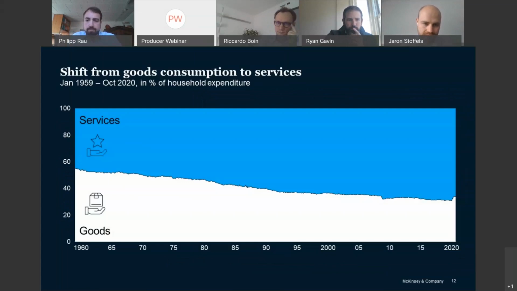So what has been given over the past 60 years or so is that we always see more household spending moving to services, right?